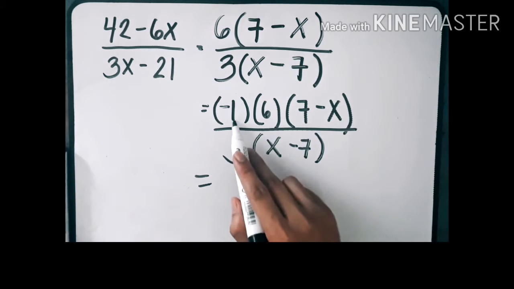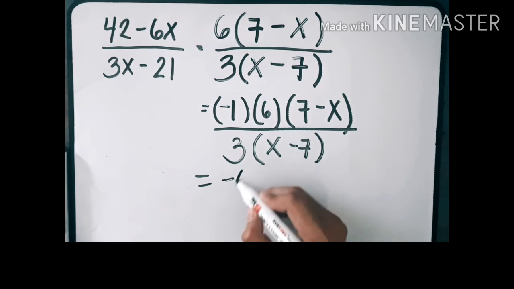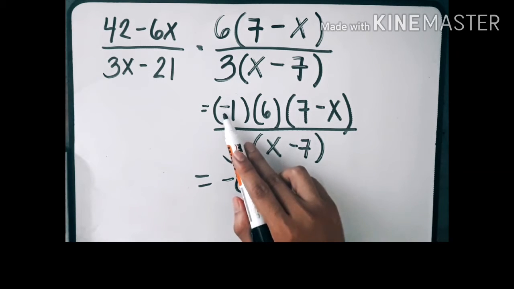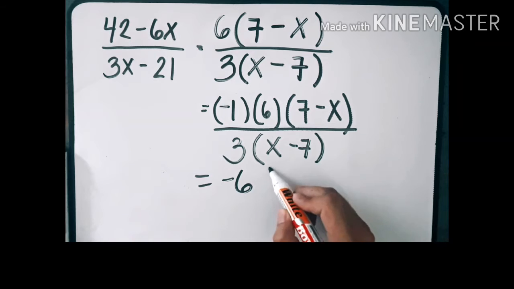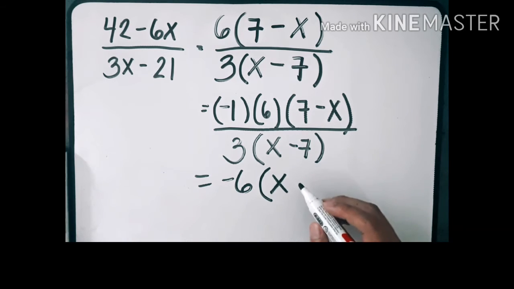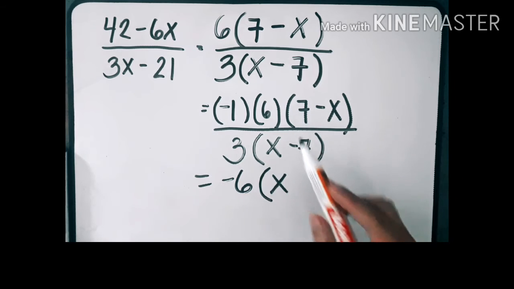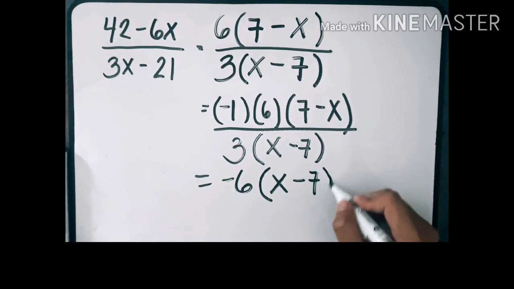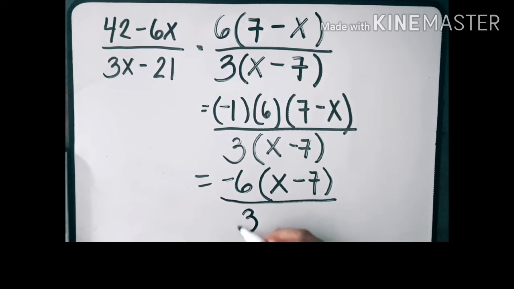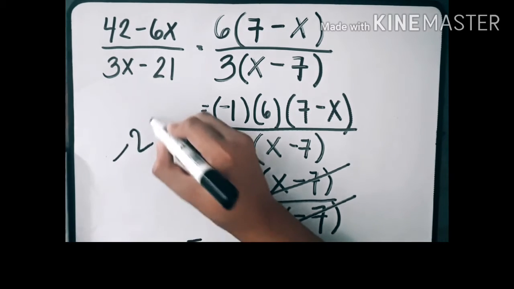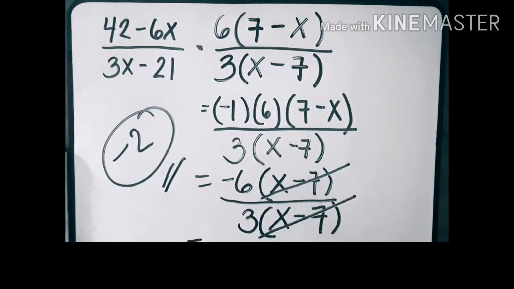Simplify na lang natin. Negative 1 multiplied by 6 is negative 6. And negative 1 multiplied by negative x is positive x. Arrange natin yung terms. Negative 1 multiplied by 7 is negative 7, over 3 multiplied by x minus 7. Cancel out natin yung x minus 7. And negative 6 over 3 is equal to negative 2. So ito yung final answer. Okay?